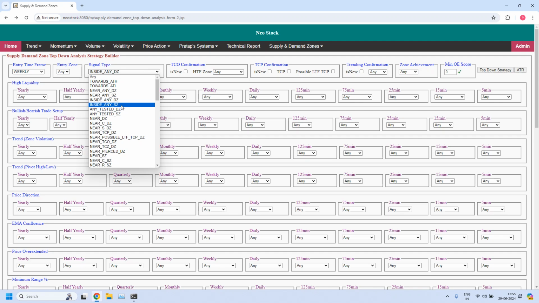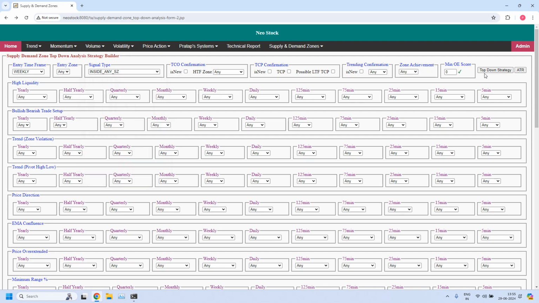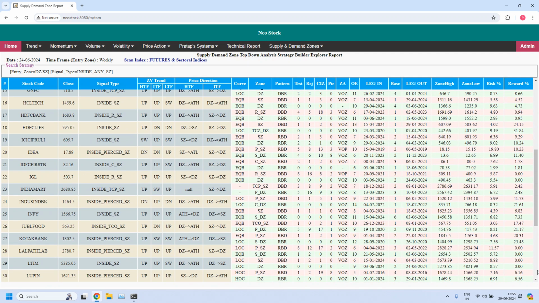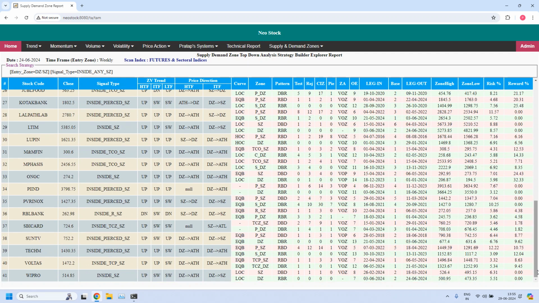We'll find the stocks where price closed inside weekly supply zone. Oh, we have a big list where price closed inside weekly supply zones. Let me scroll the list down. So 41 stocks are filtered where price closed inside weekly supply zone. Very interesting.